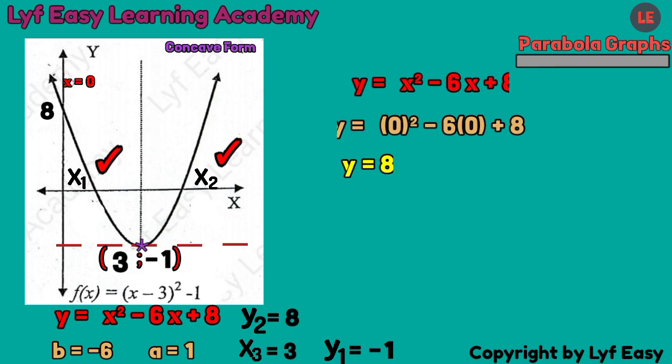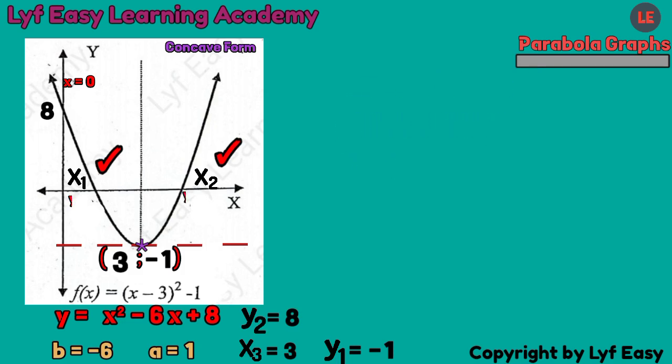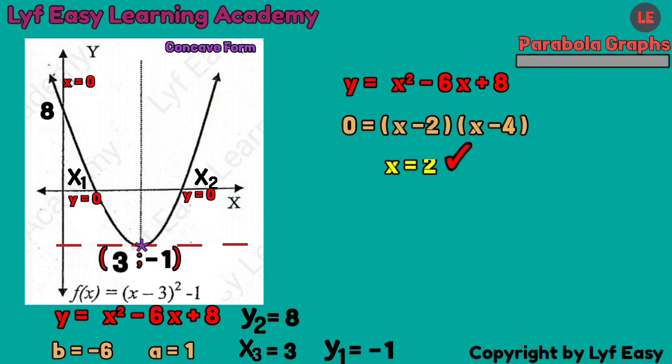For these x-intercepts, on these points of the graph y equals 0. To get the x values, we have to factorize this equation. When we factorize we get 2 and 4. The smaller number of x is for the point closer to the stationary point, and obviously the bigger number is for the other point.